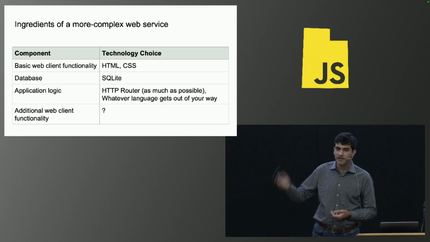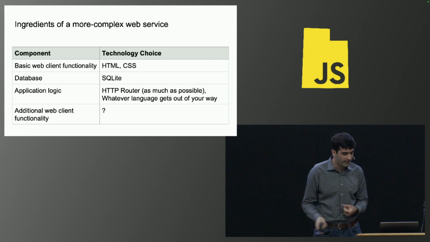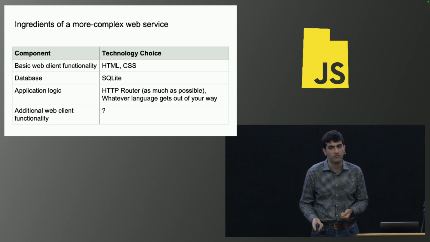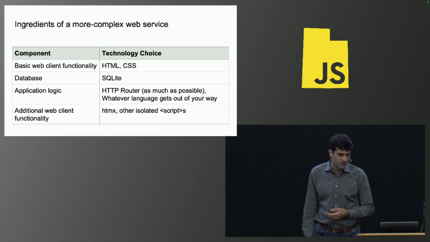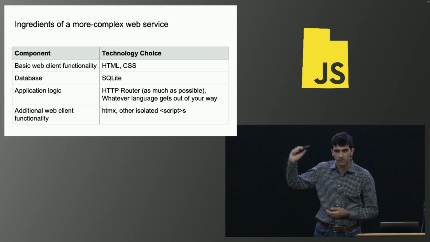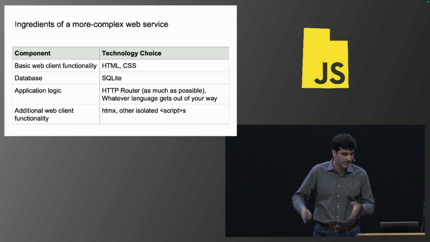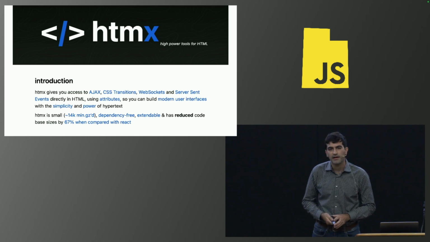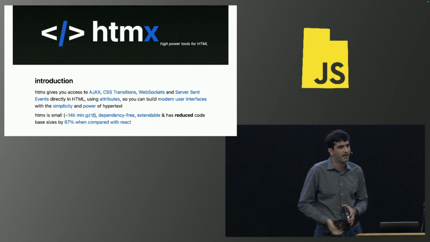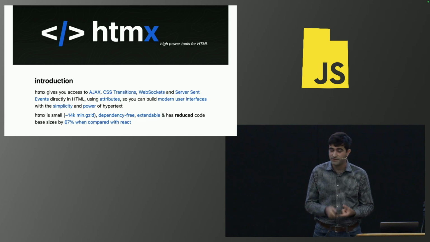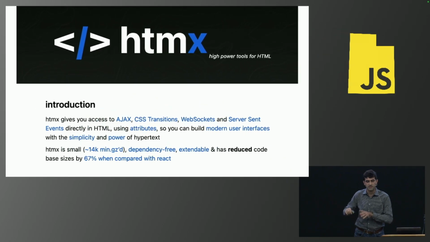Okay, so application logic as much as possible in a router, and then whatever language gets out of your way for all the glue bits. And then finally, let's say you need to do something that is not supported by basic HTML functionality, well, then you use htmx or other isolated scripts. So we already saw how we did that with the calendar on that one page. And htmx, if you're not familiar with it, basically gives HTML access to a couple extra primitives that it does not have right now, particularly as it relates to using more HTTP methods and adding declarative behavior to specific elements on your page.